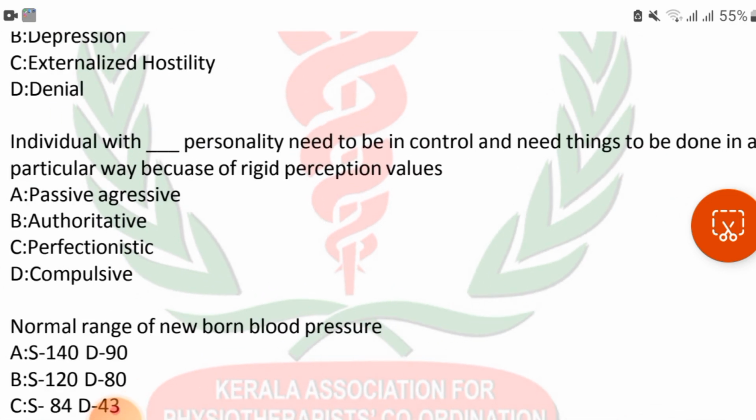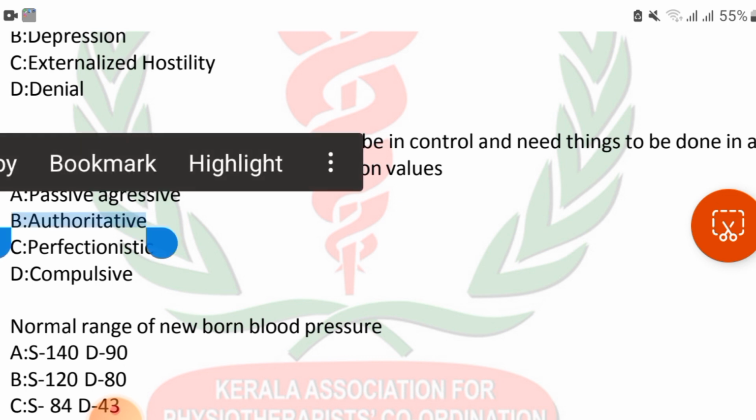Individual with dash personality needs to be in control and needs things to be done in a particular way because of rigid perspective values. Option A is passive aggressive. Option B is authoritative. Option C is perfectionistic. Option D is compulsive. So the correct answer for the fourth MCQ is option B, that is authoritative.